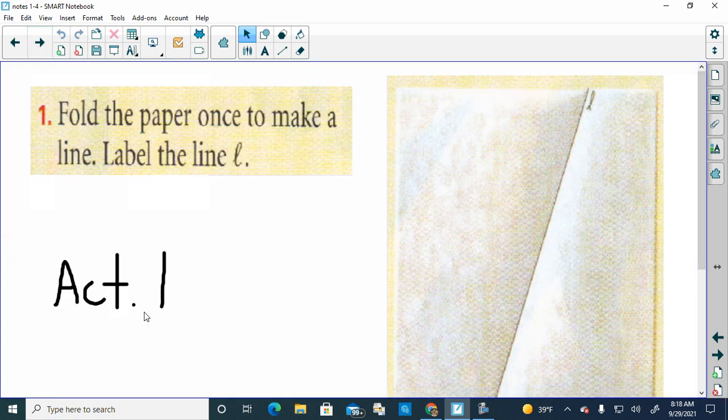Okay, so we're starting on the first one. The first one says to fold the paper once to make a line. It does not matter, don't overthink this, okay? Does not matter where, just fold your paper and make a crease. Okay, now these are notes, okay? These do not have to be perfect. So where you have the crease now, with your pencil, just fill it in so we can see it. And if you just go lightly, you don't need to get out a ruler.